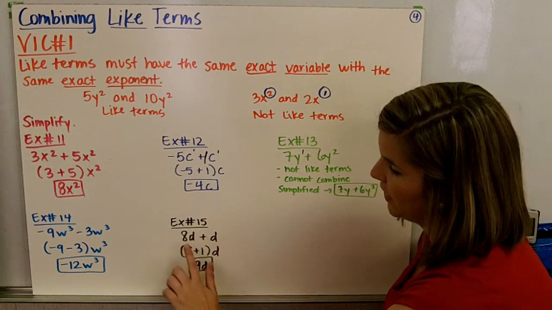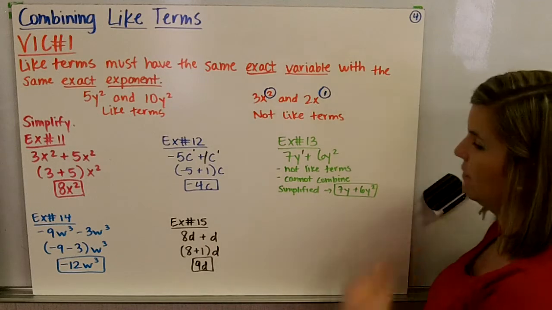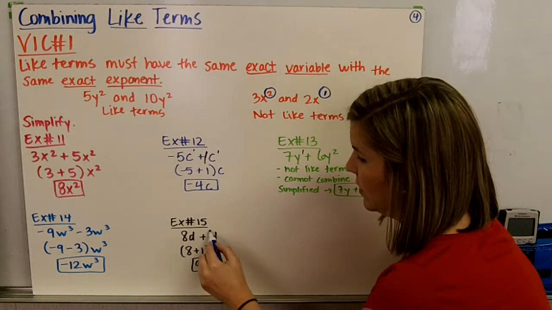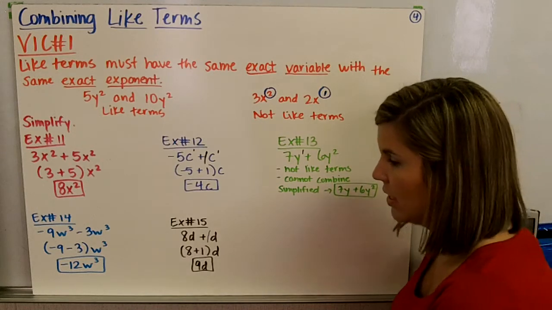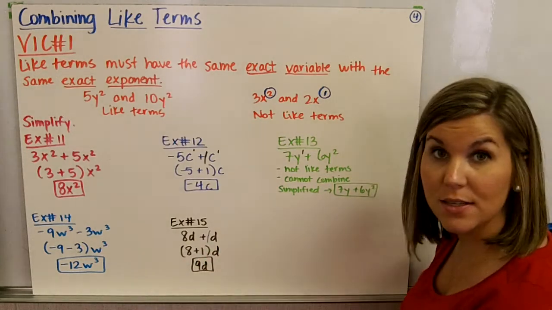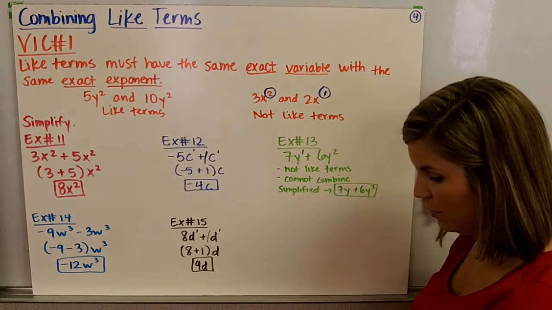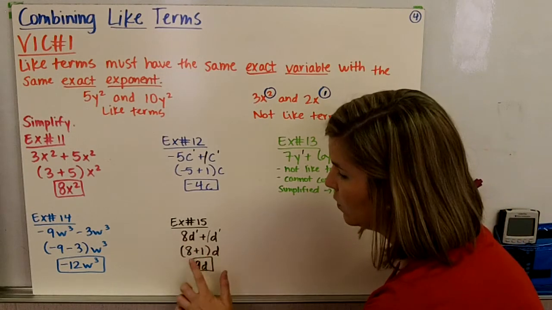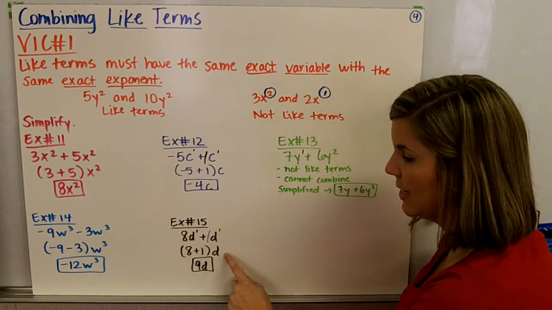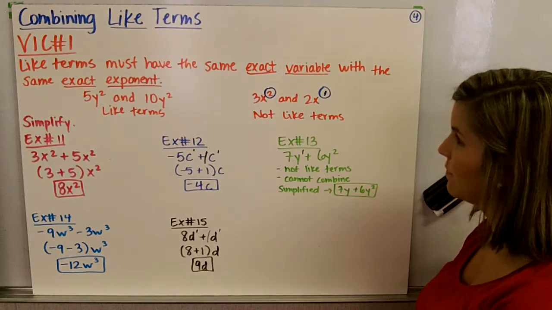And example 15. 8d plus d. Again, remember that there's an invisible 1 in front of this d, just like in example 12. D is the variable, and there's an invisible 1 exponent on both. So they are like terms. We can combine them. 8 plus 1, put those in parentheses, times d. 8 plus 1 is 9, so we have 9d.